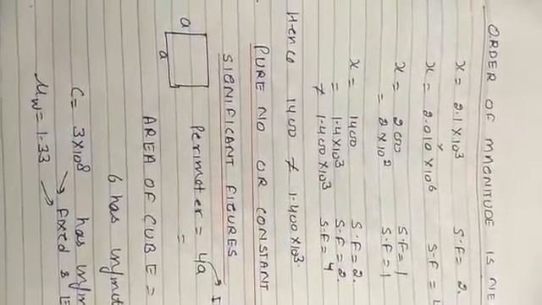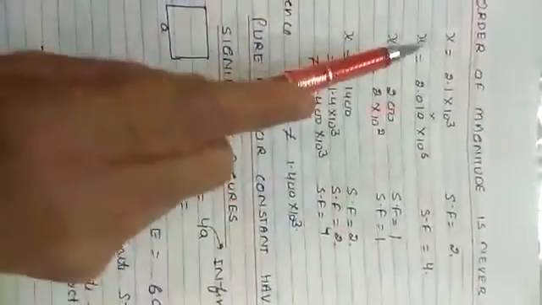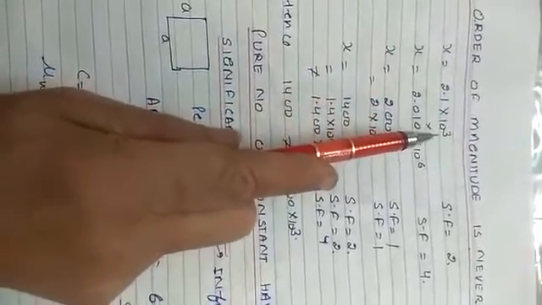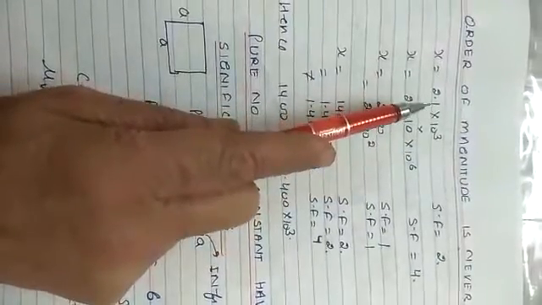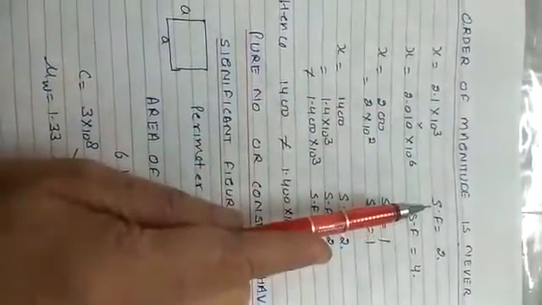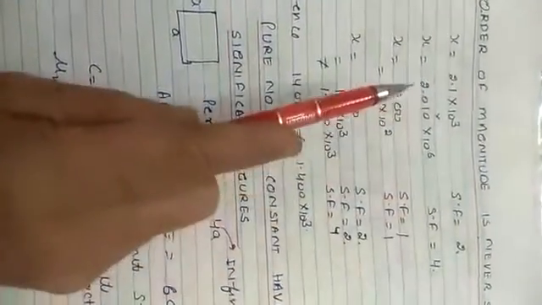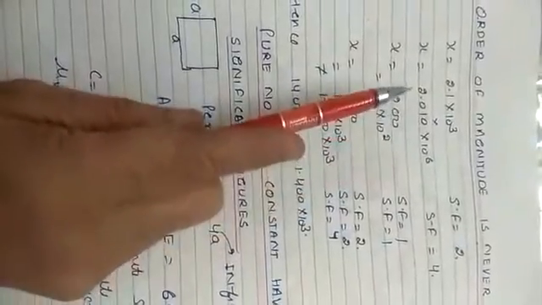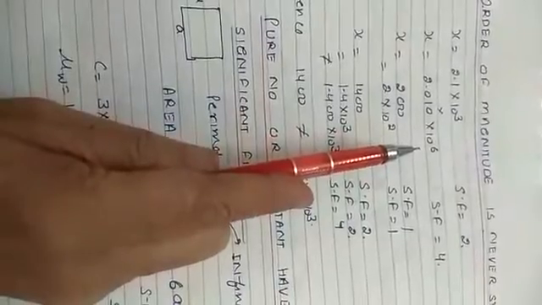Now what about if the measurement is in the form of orders? Order of magnitude is never significant. For example, x is equal to 2.1 into 10 to power 3. About 10 to power 3, it has no significant figure. 2.1 has two significant figures, so that's why in that measurement significant figures are 2 only. And if we write 2.010 into 10 to power 6, significant figures are 4 only. Nothing about the 10 to power 6.